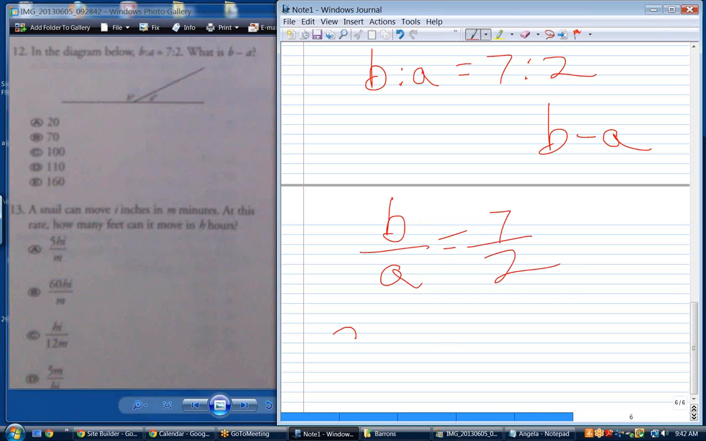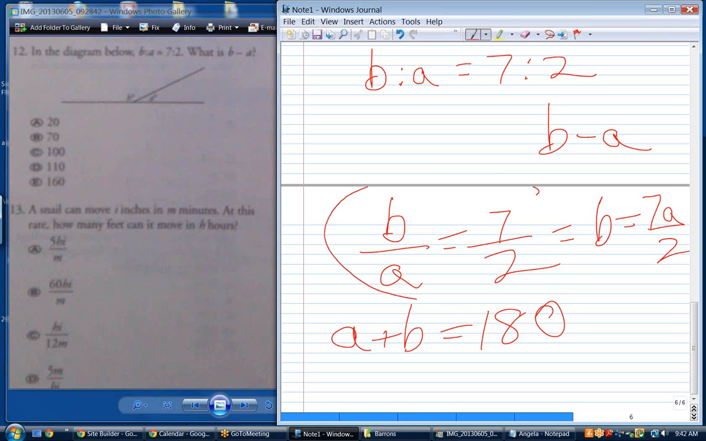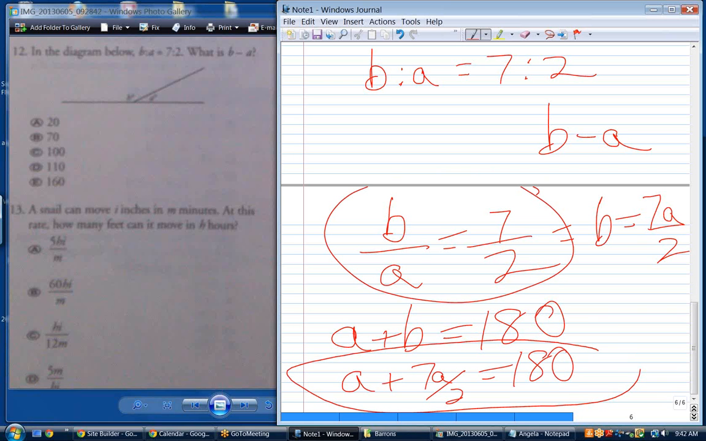And then the other thing I can say is A plus B equals 180. So B is equal to 7A over 2 by solving that. And substituting that, I get A plus 7A over 2 equals 180. And I can solve that easy enough to come up with an A of 40.